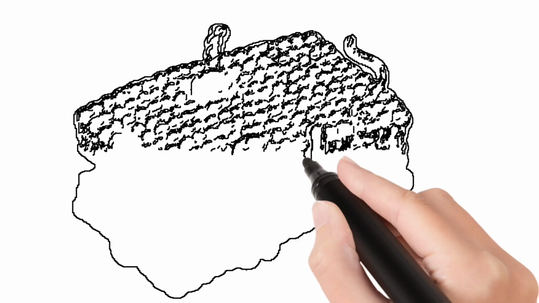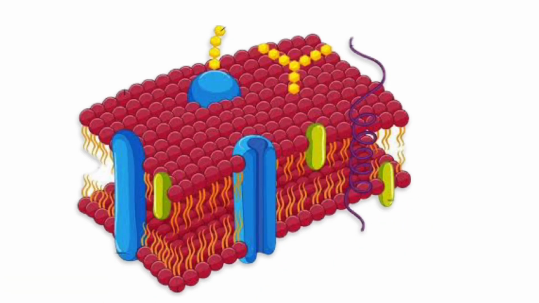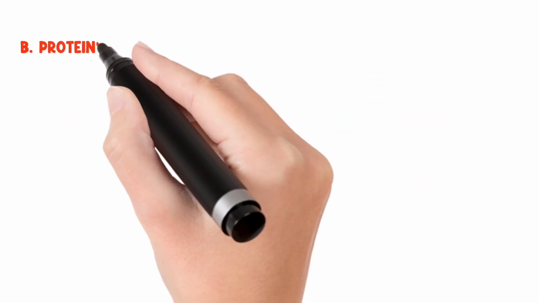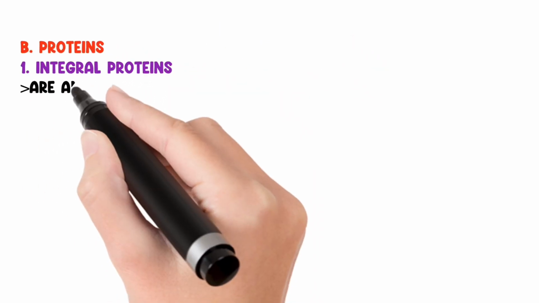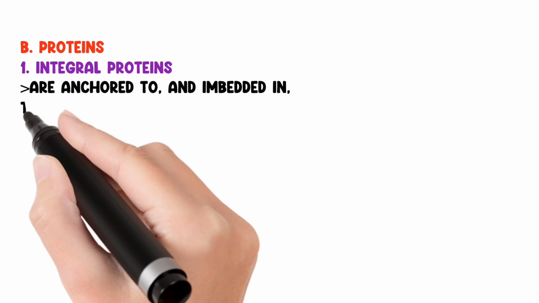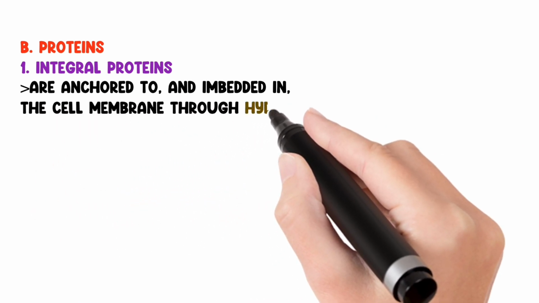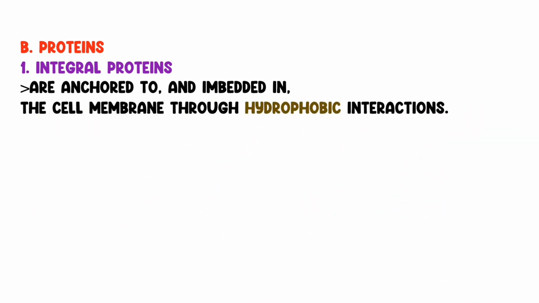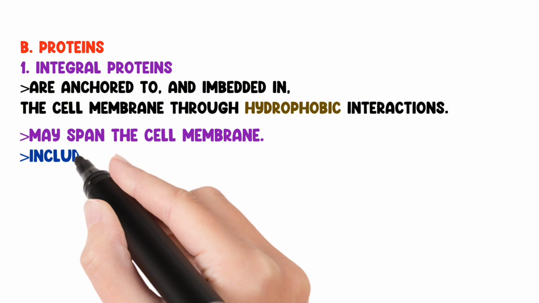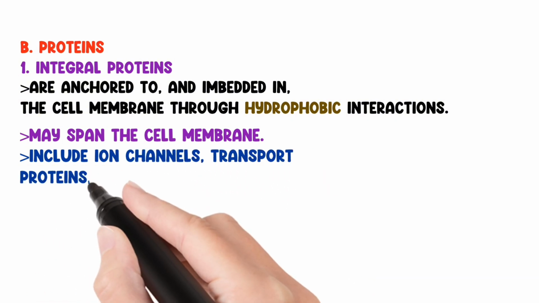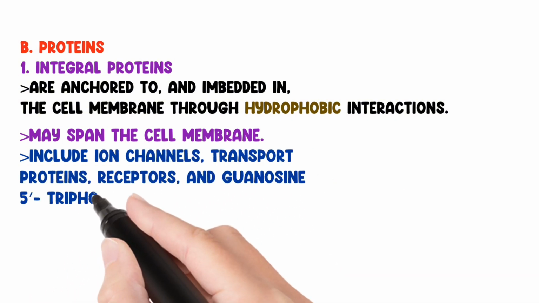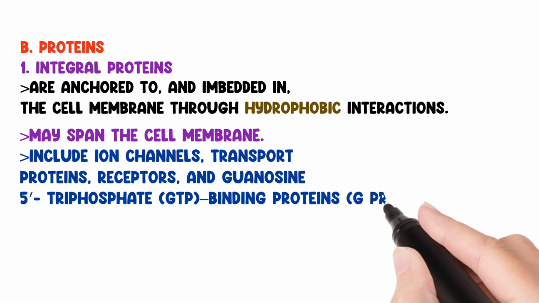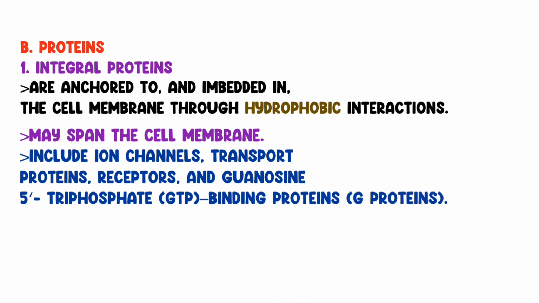As I told you in the previous diagram, let's go to the second part of the cell membrane, which is the proteins. There are different types of protein in the cell membrane. The first one is the integral protein, which is anchored and embedded in the cell membrane through hydrophobic interaction. The integral protein may span the cell membrane and includes ion channels, transport proteins, receptors, and guanosine 5-phosphate binding protein, which is called G protein.